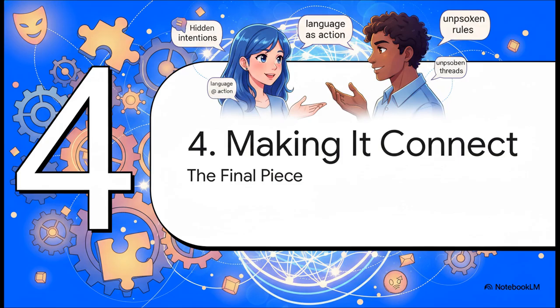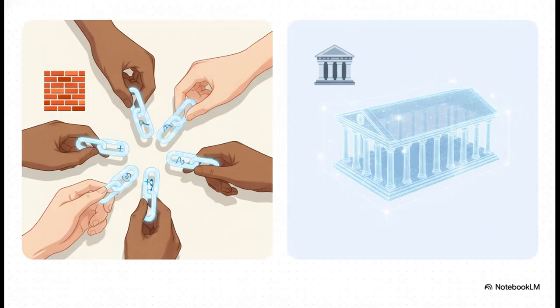All right, we've got our clues lined up. Hidden intentions, language as action, and these unspoken rules. Now let's look at the final piece of the puzzle, the glue that really holds a successful conversation together. This slide gives us the perfect way to think about it. Imagine cohesion is like the individual bricks, the grammar, the specific words that link sentences. But coherence? Coherence is the whole building. It's the overall meaning and logical sense of the conversation. And you can have a perfectly neat pile of bricks that doesn't actually form a building at all.